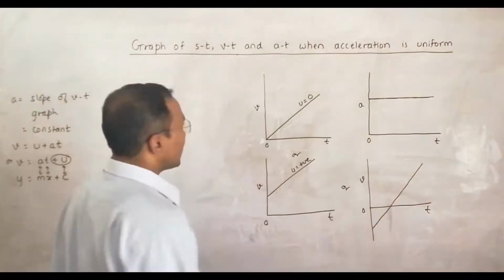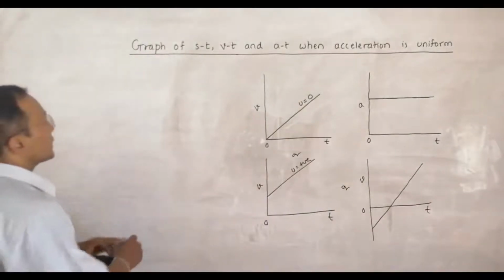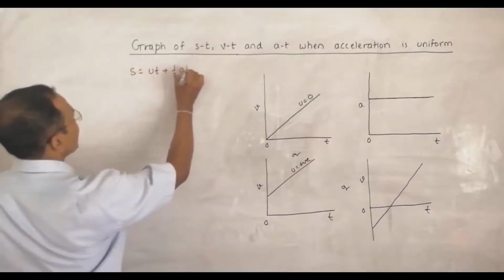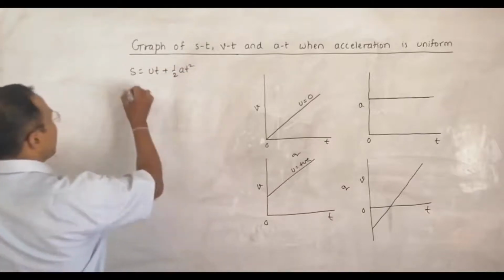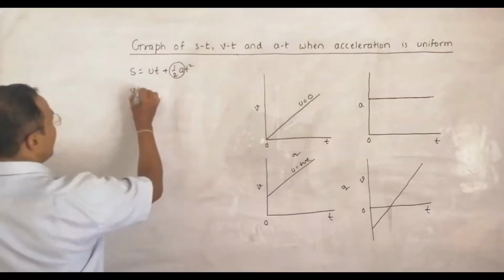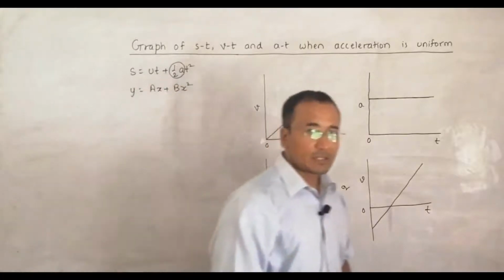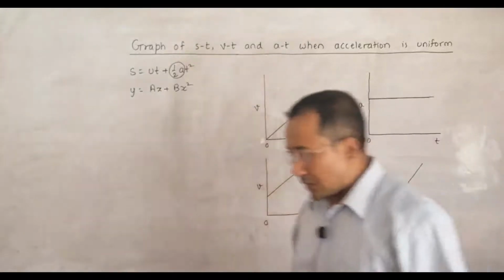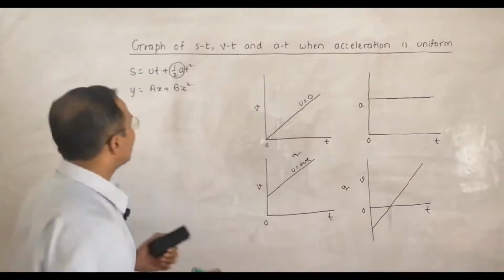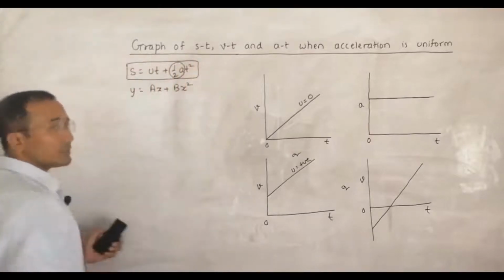Now, let me go for ST, and that's the most difficult part. It's because the equation of ST follows somewhat like this. Let me draw the equation first. S equal to UT plus 1 by 2 AT square. So it follows the pattern here. If we have A equal to constant, this whole thing is constant. So I should have Y equal to AX plus BX square. If a certain quantity has this sort of equation, there should be a parabola. Parabola means it's a curve, so its graph should be a parabolic curve.